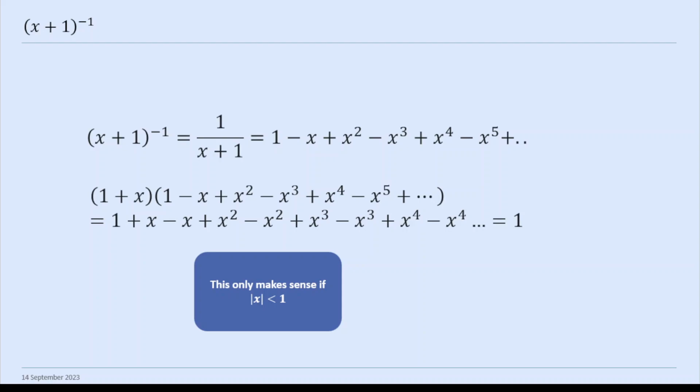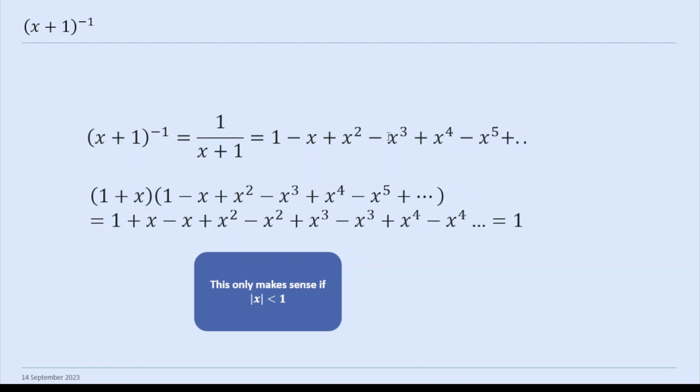Why can we see that? We can see that because if we just multiply both sides by x plus 1, then if you multiply these two together, you're just going to get 1, because 1 times 1 is 1, and then you get plus x minus x, then minus x squared plus x squared, then minus x cubed plus x cubed. They all cancel, we just get left with 1.